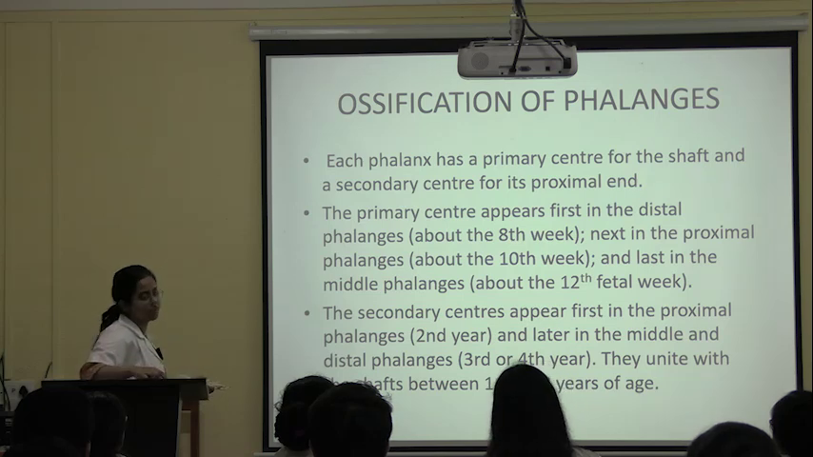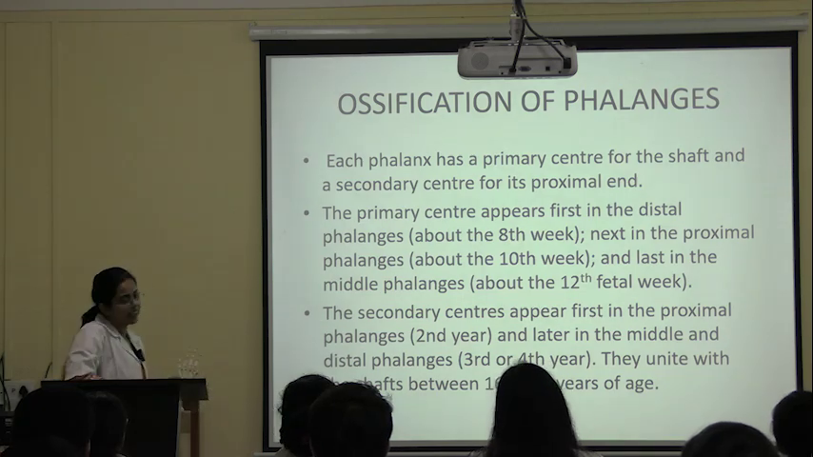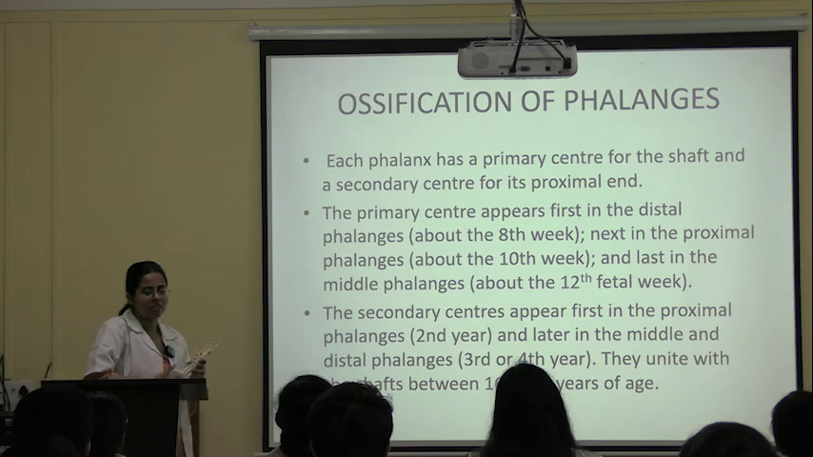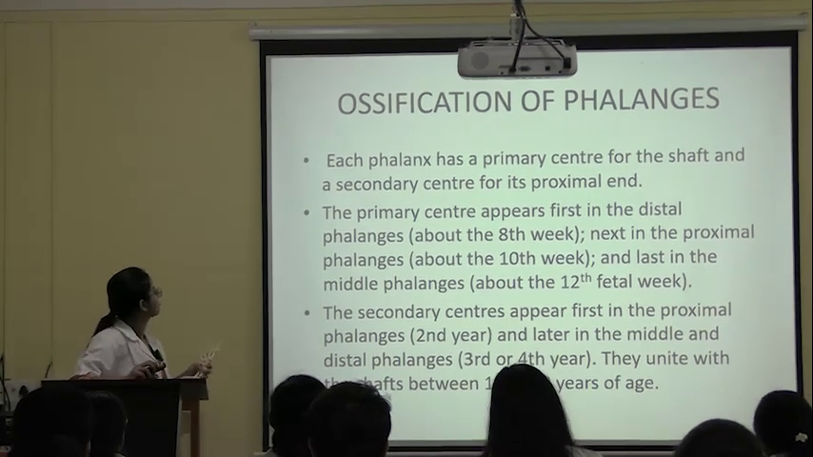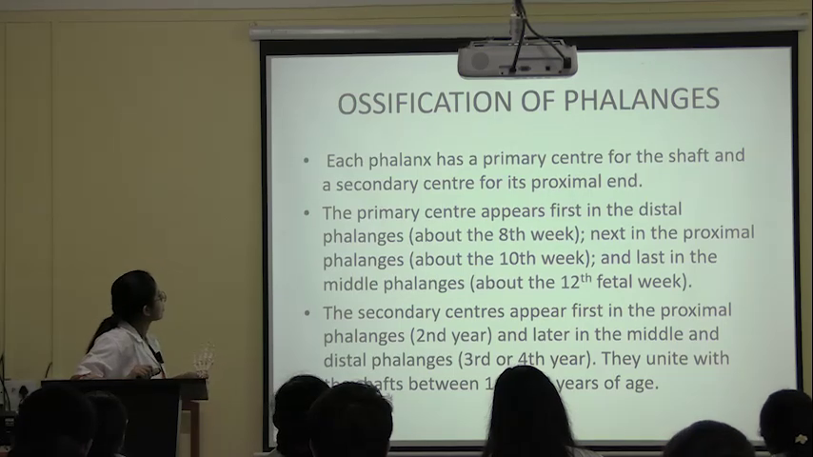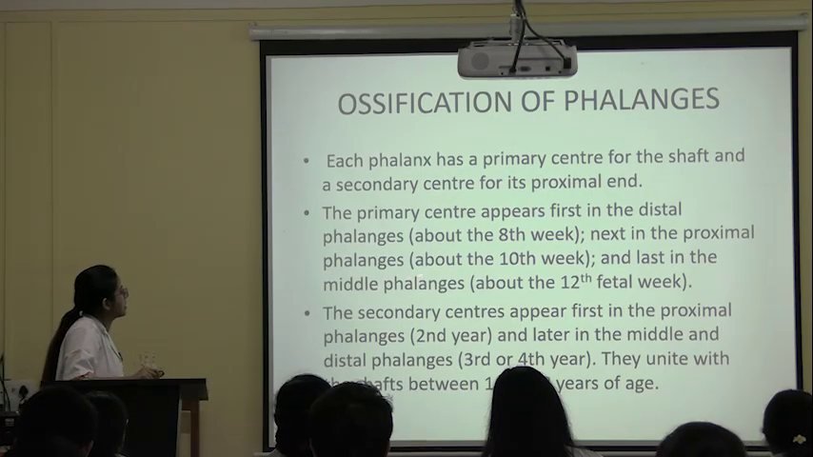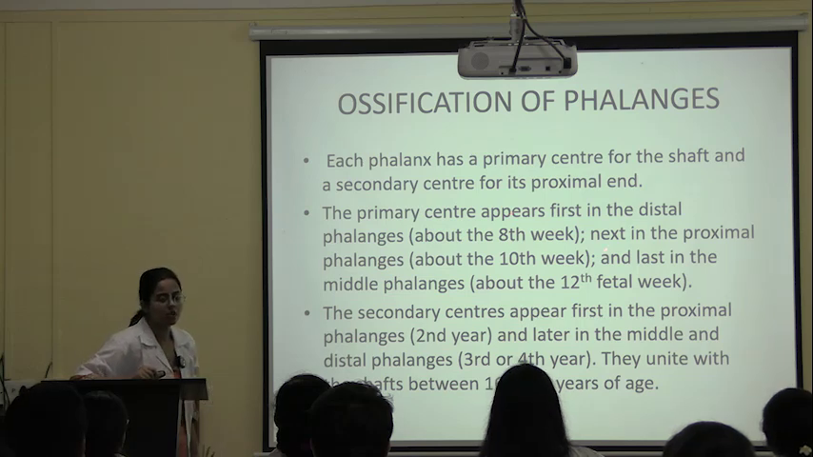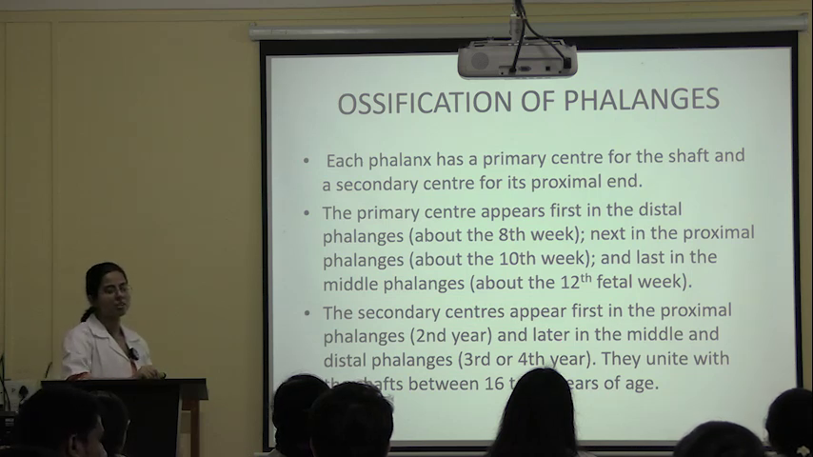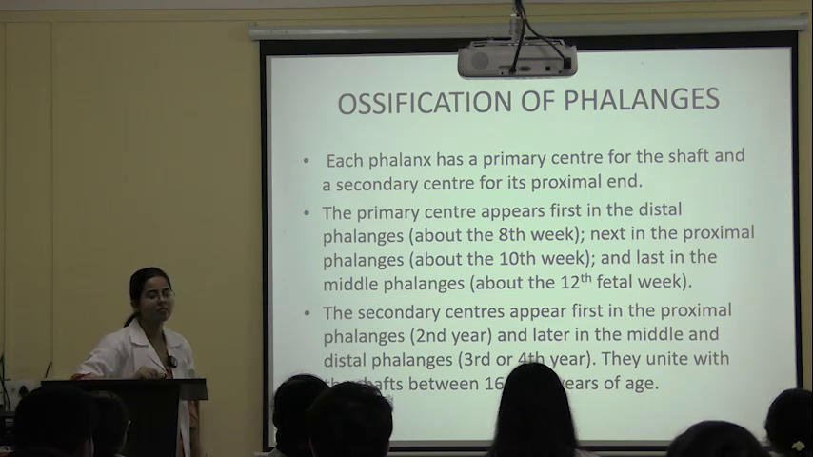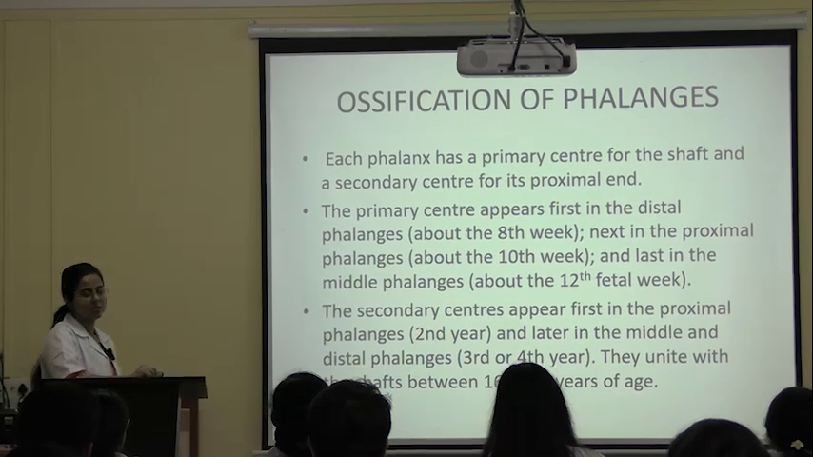Now similarly, ossification of phalanges. Again, it will have a primary ossification center in the shaft. The primary center will appear first in the distal phalanx, next in the proximal phalanx, and at last in the middle phalanx. The secondary ossification center will first appear in the proximal phalanx, then later in the middle and distal phalanges.